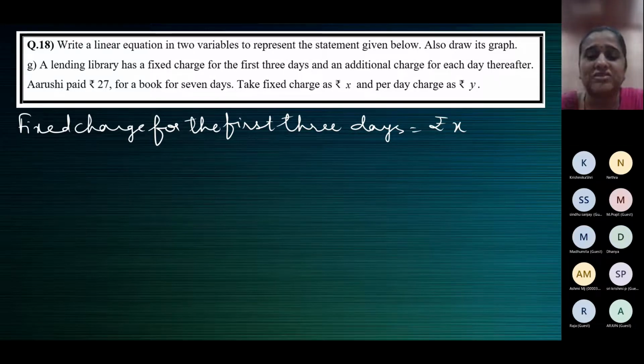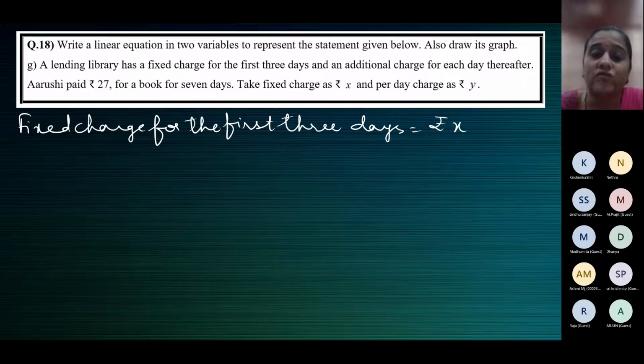Fixed charge of rupees X is for all the 3 days. If you have the book for 1 day, you take the book in the morning and return it in the evening, you have to pay X. You take the book today morning and return it tomorrow evening, so 2 days, you have to pay X. Whether you have the book for 1 day, 2 days or 3 days, you have to pay the fixed charge of rupees X.